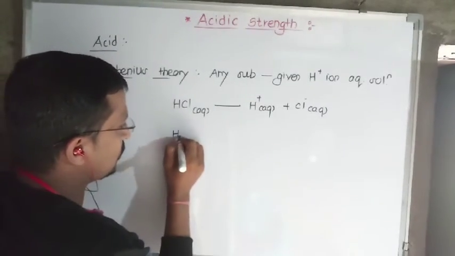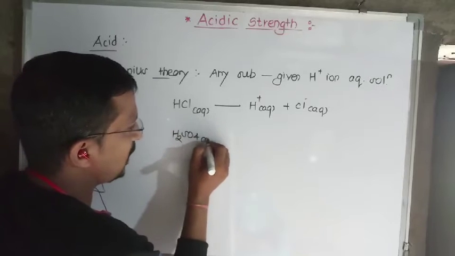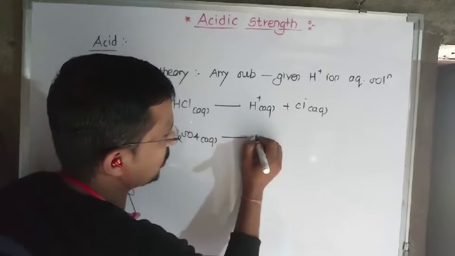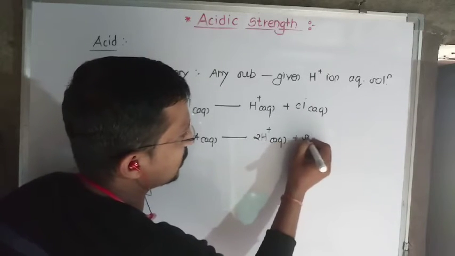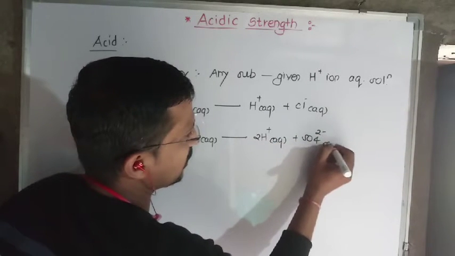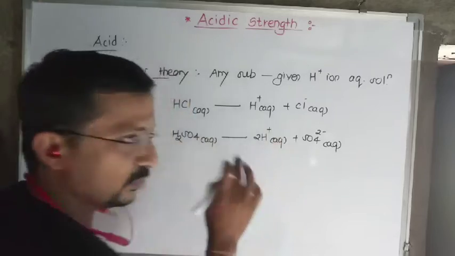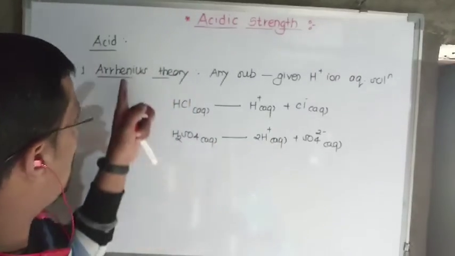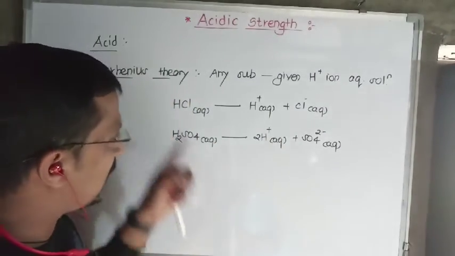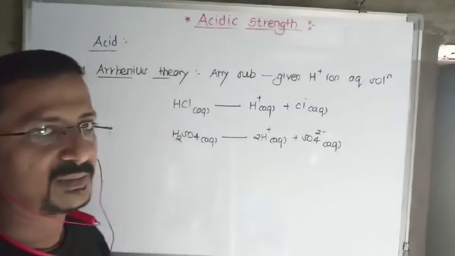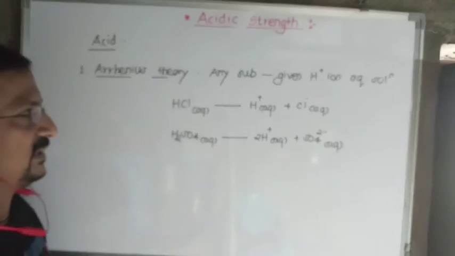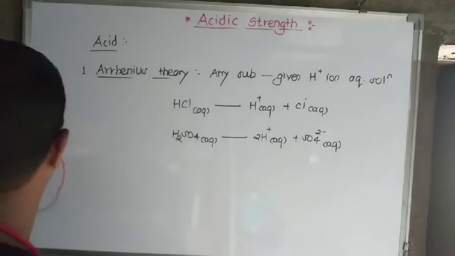If you consider H2SO4 aqueous, then after dissolution in water, it gives 2 H plus aqueous plus SO4 2 minus aqueous. Again it gives H plus. So mind well, according to Arrhenius theory, any substance which gives H plus in aqueous solution, we call that substance an acid. That's the simple definition.